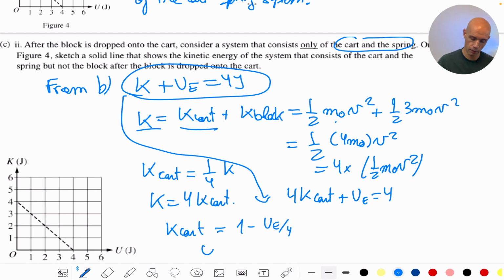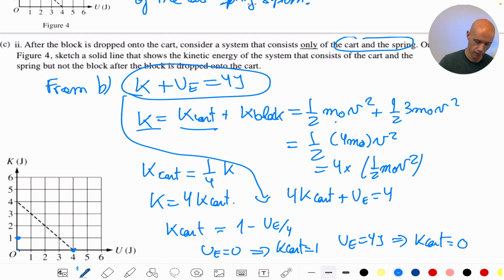So when this is 0, so let's say here, then K cart is 1. So here you have 1. But when the elastic energy is 4 joules, because it can still be 4 joules at the extreme, then the K cart equals 0 here. So you have to join these 2 dots. And oops, well, this is not a good line, right? Let me just do it better. Anyway, it's because the tablet is not straight. Anyway, that's the equation, and that's the solution.